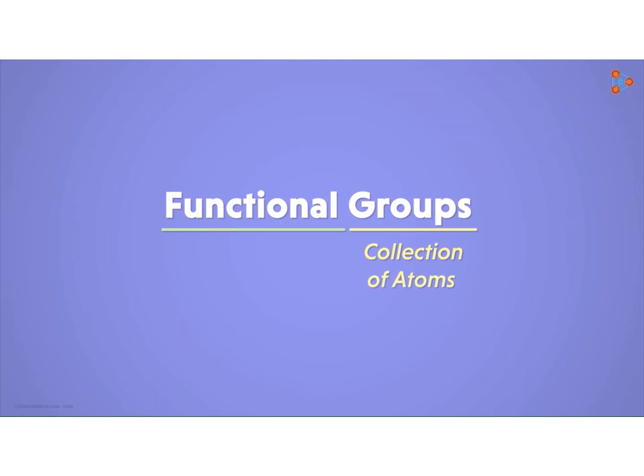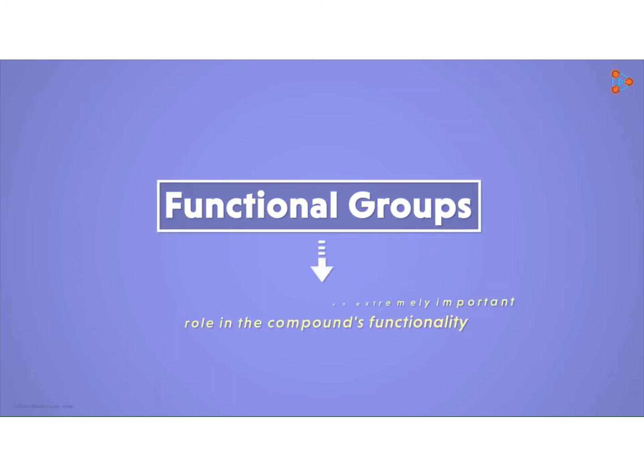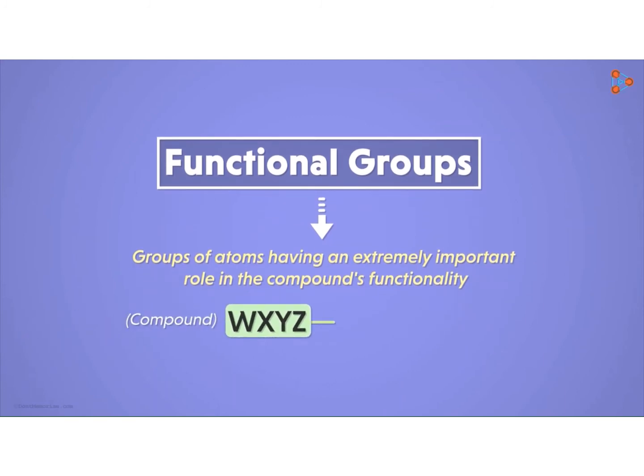And functional means having an important role or function. This tells us that the functional group is a group of atoms that have an extremely important role in the functionality of the compound that they are present in. Say there is a random compound WXYZ which is attached to the functional group AB. In this case, the properties of this entire compound are majorly determined by the functional group AB.